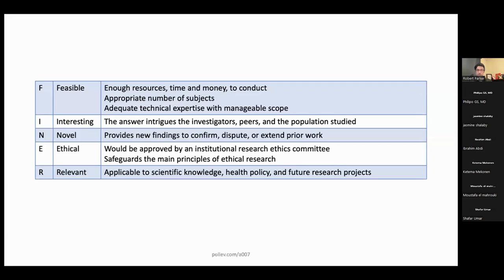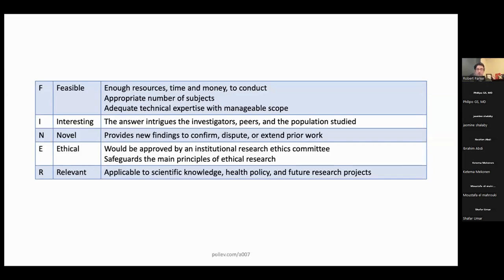Is this question interesting? Does it intrigue the investigators, your peers, or especially the population that you're studying? So this is where you want to engage the community, your hospital, your peers to say, is this interesting? Because you do not want to invest all of your time and effort in designing and doing a research study only to find out that no one really cared that you did it. No one's going to publish it because they're just not interested. You need to make sure that this topic, this question, is of interest to people.